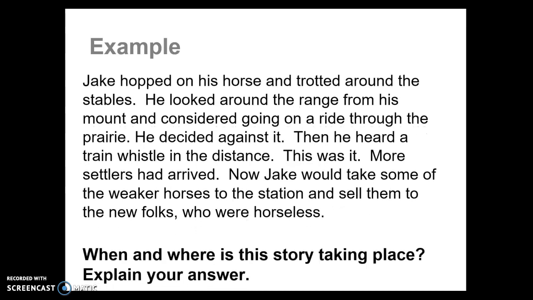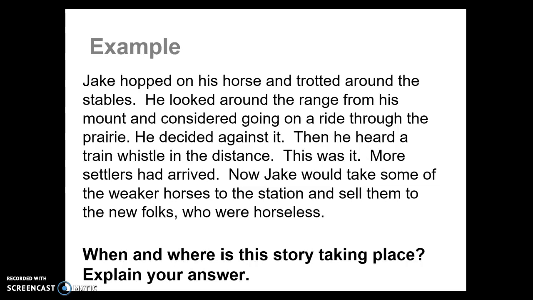Let's take a look at an example of a story where we must decide when and where the story is taking place, but, most importantly, explain why we think so. Jake hopped on his horse and trotted around the stables. He looked around the range from his mount and considered going on a ride through the prairie. He decided against it. Then he heard a train whistle in the distance. This was it. More settlers had arrived. Now Jake would take some of the weaker horses to the station and sell them to the new folks who were horseless.